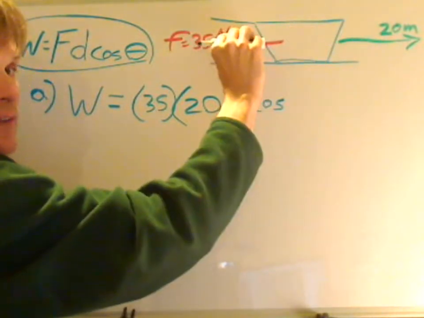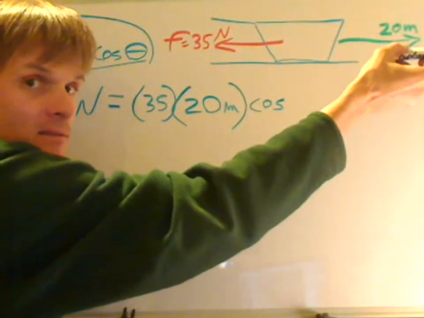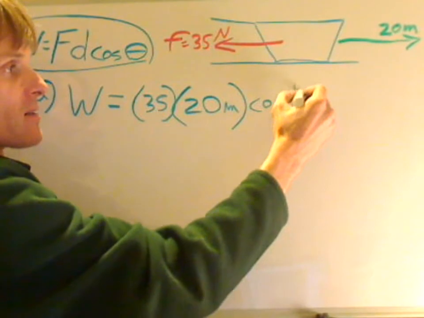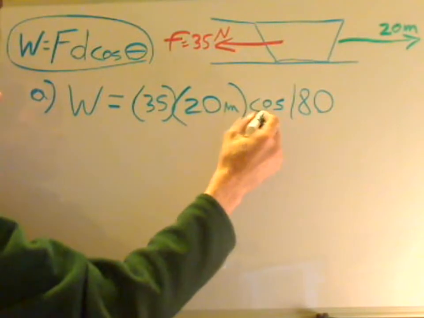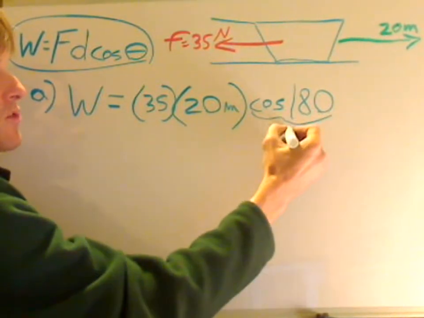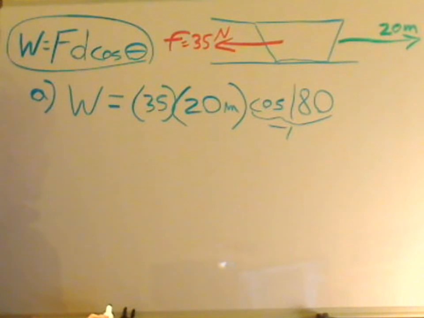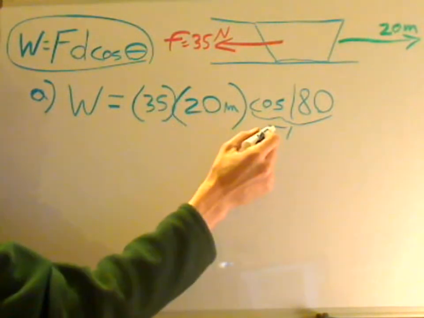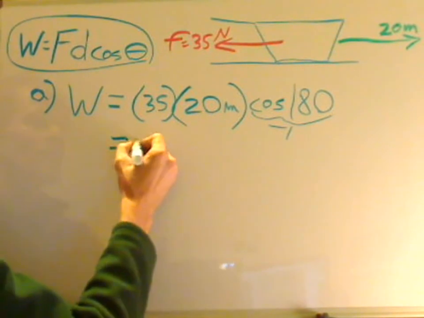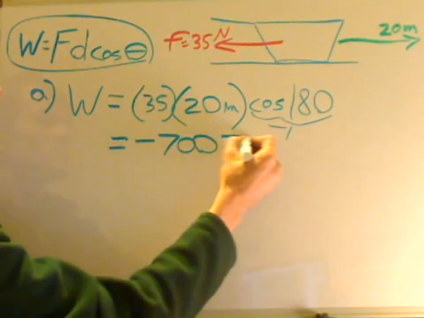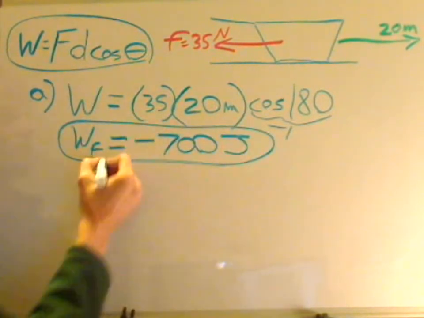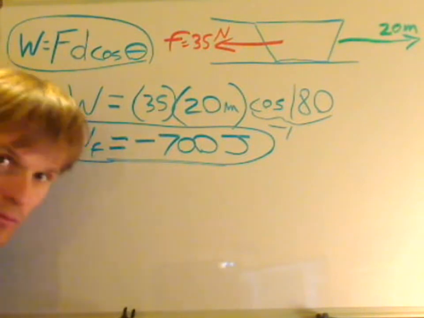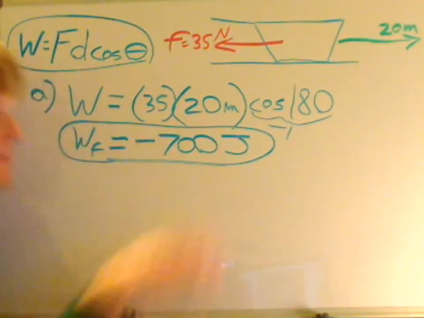So force is to the left, displacement is to the right. So that means that's a 180-degree angle between those two. The cosine of 180, that's -1. So 35 times 20 times -1 gives us a value of -700 joules for the work done by friction. So negative work, remember, means energy is being taken away from our system. Energy is being taken away from our shopping cart.